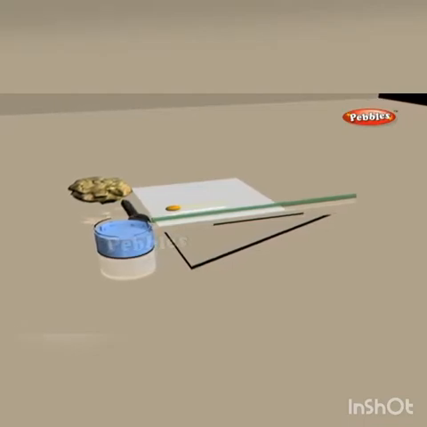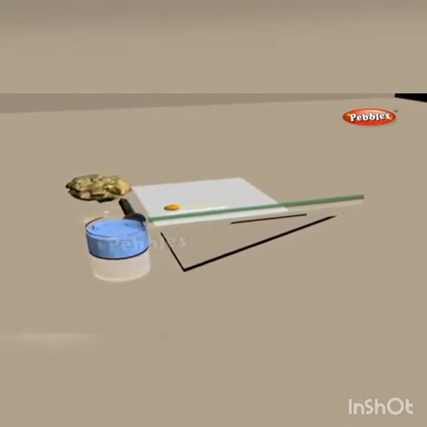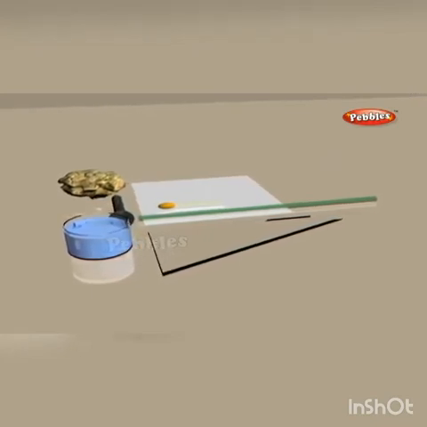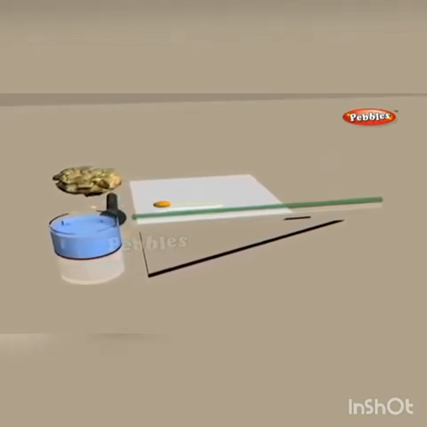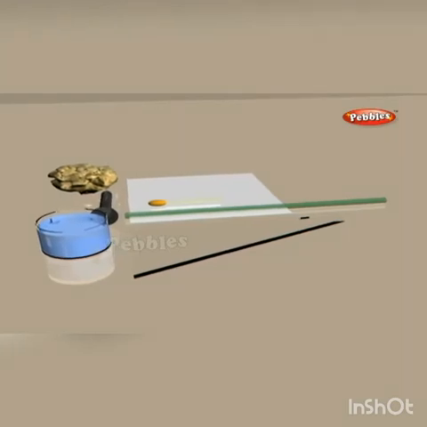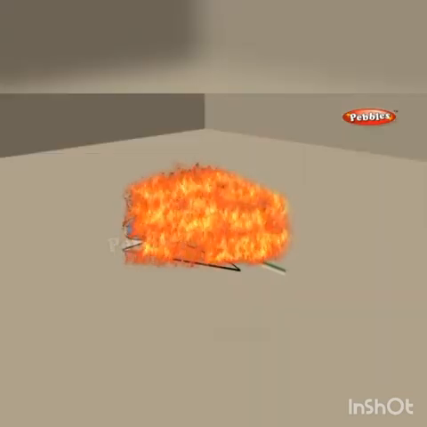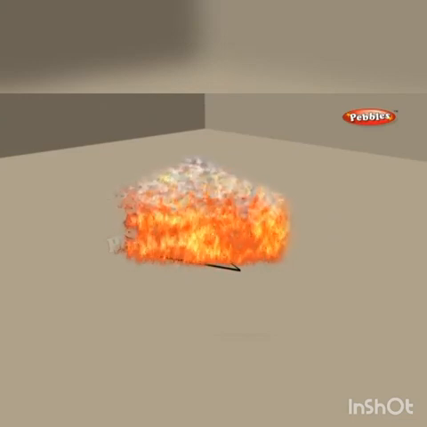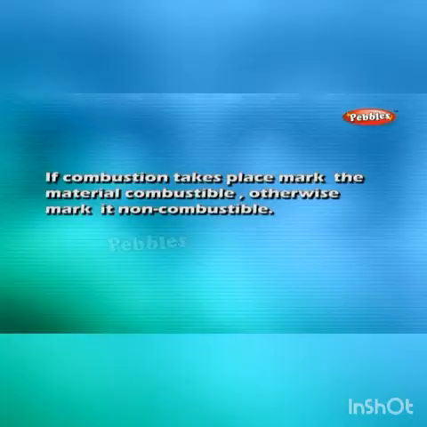Materials of combustion. Collect some materials like straw, matchsticks, kerosene oil, paper, iron nails, stone pieces, glass, etc. Under the supervision of your teacher, try to burn each of these materials one by one. If combustion takes place, mark the material combustible, otherwise mark it non-combustible.